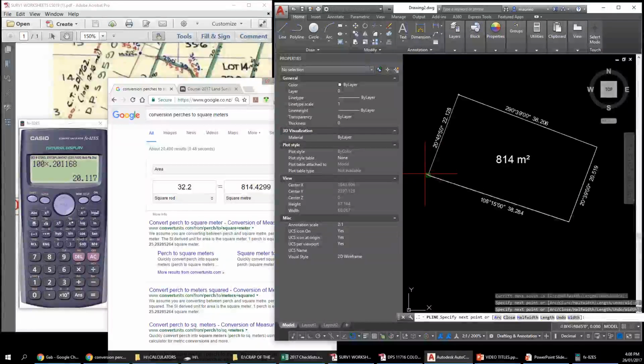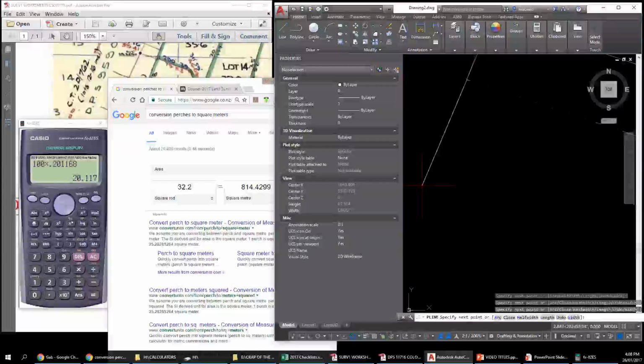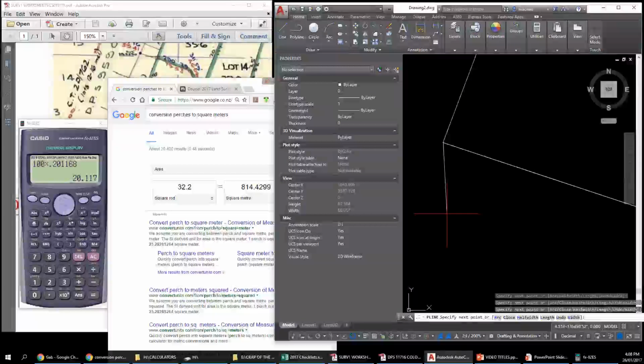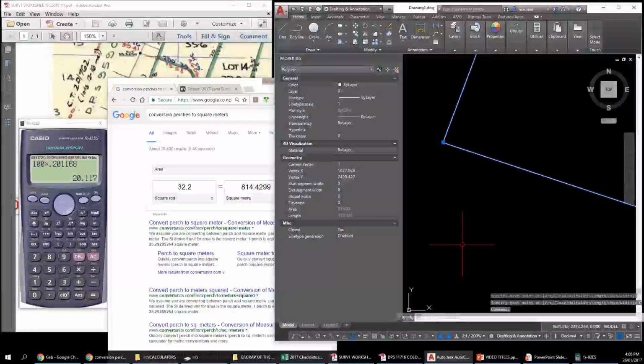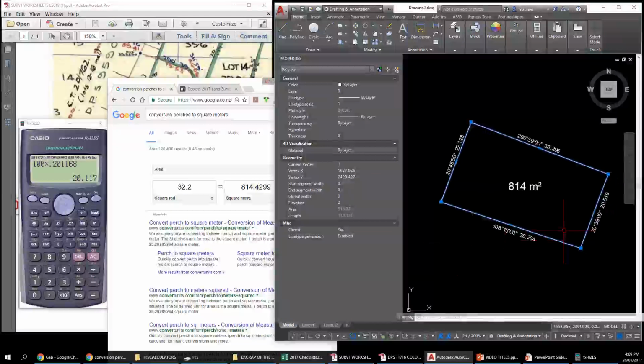Remember, we've got a, oops, and then C for close. Click onto this here, and you can see that we've got an area there of 815. So that's yeah, pretty good. Remember, there's a little bit of error on that, so the polyline says 815.